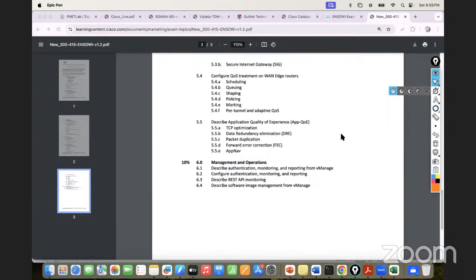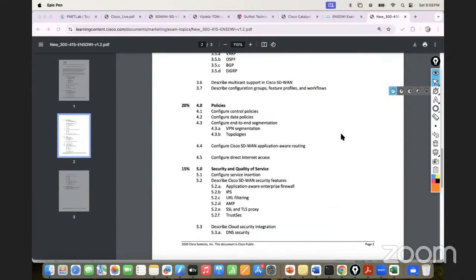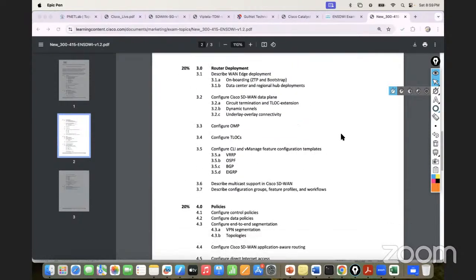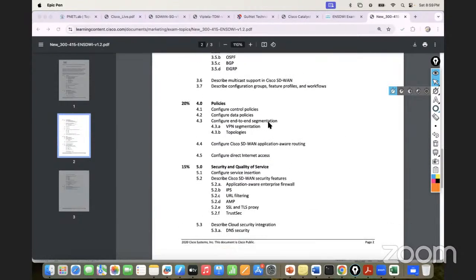And for policy, trust me, policy is very less here. But I'll teach you policy that is more than what is available here. We have just a few policies: configure data policy, configure control policy, VPN segmentation, topology, but actual policy I have a lot. So you're going to get more about the policy as per latest syllabus, and you are going to understand much more flavor in the SD-WAN fabric.